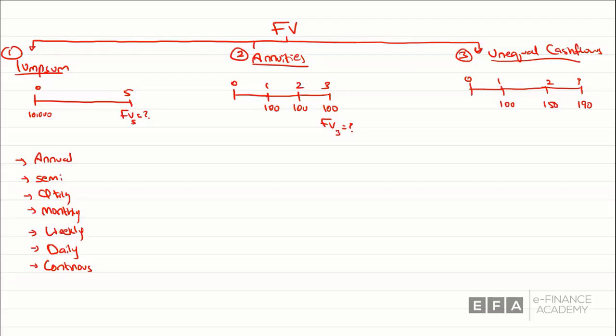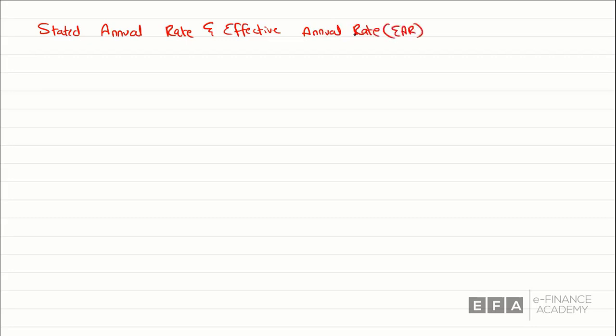All right, so before we go to future value of annuities, let us discuss the concept of stated and effective annual rate. So stated annual rate and effective annual rate. You may call it effective annual rate. You may also call it effective annual yield. The stated annual rate could also be called nominal rate.